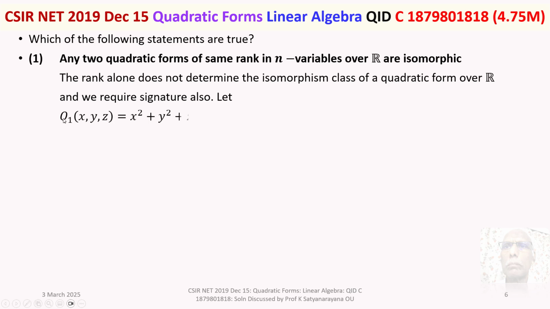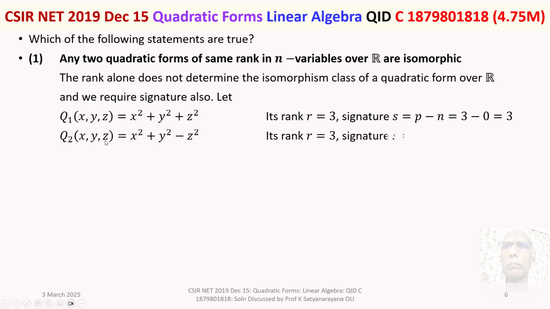Let Q1 be a quadratic form in 3 variables whose canonical form is x square plus y square plus z square. So its rank is 3. And the signature S is given by the number of positive terms in the canonical form, that is 3, minus the number of negative terms in the canonical form, that is 0. So 3 minus 0 is equal to 3. Rank is 3. Signature is 3.